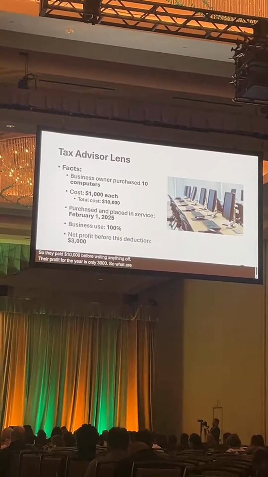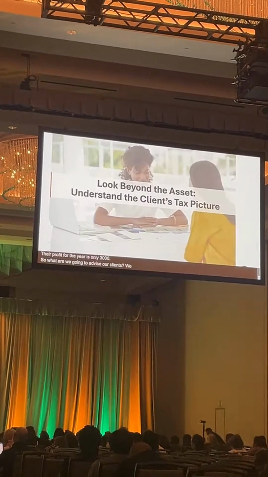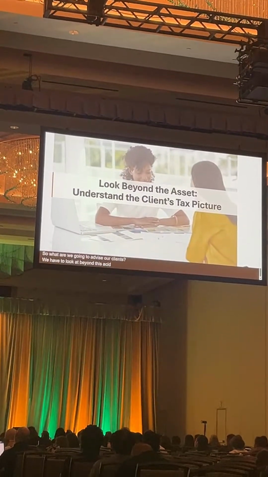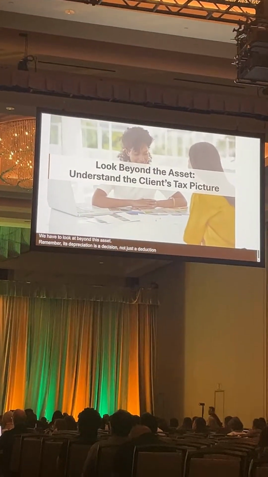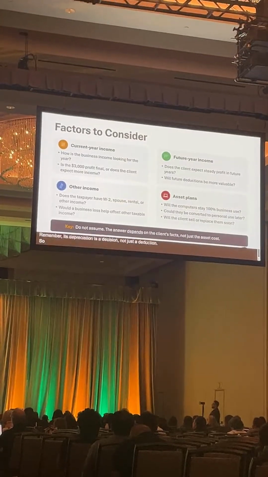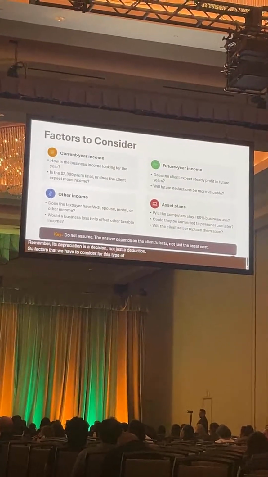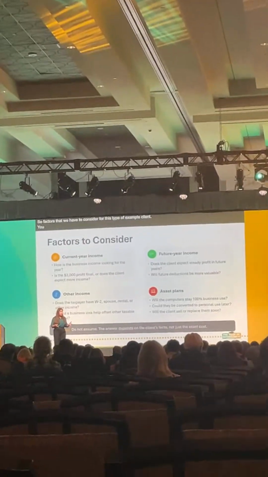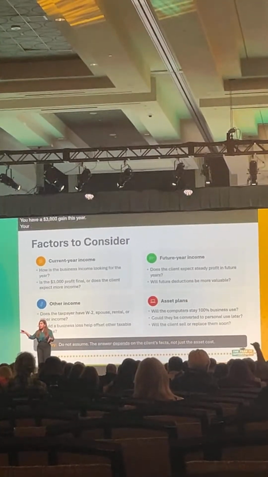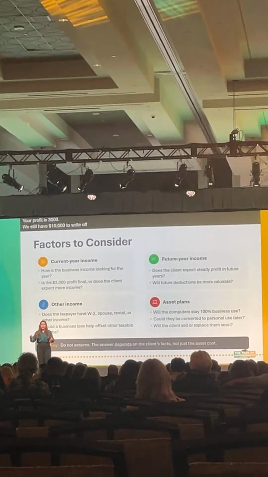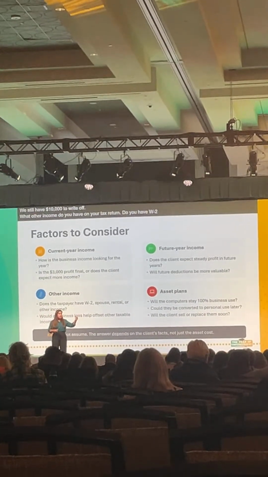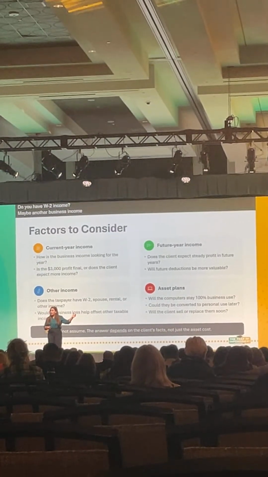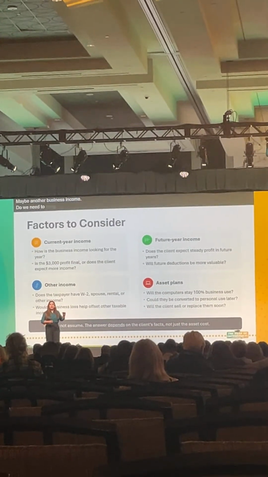So what are we going to advise our clients? We have to look beyond this asset. Remember, depreciation is a decision, not just a deduction. So factors that we have to consider for this type of example. Client, you have a $3,000 gain this year, your profit is $3,000. We still have $10,000 to write off. What other income do you have on your tax return? Do you have W-2 income? Maybe another business income?